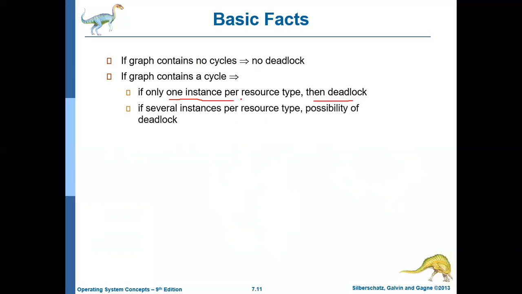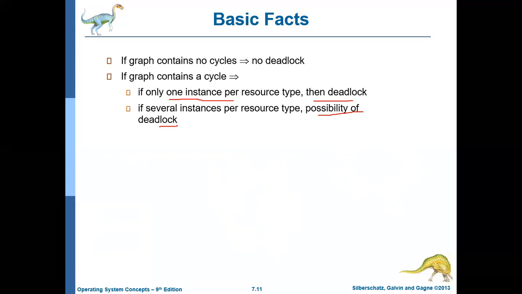But if there is a cycle and the resources involved in the cycle have multiple instances, several instances per resource type, then there is a possibility of deadlock, but we cannot confirm. You have to really look into it to confirm whether there is a deadlock or not.